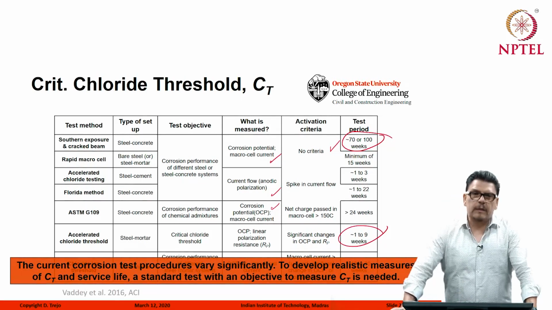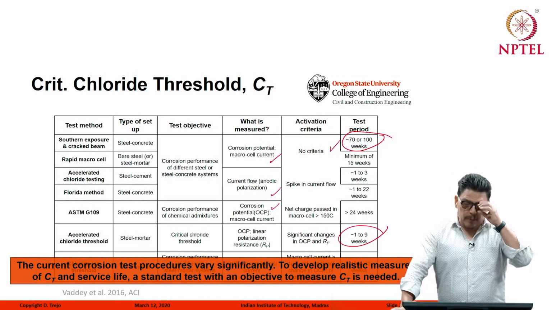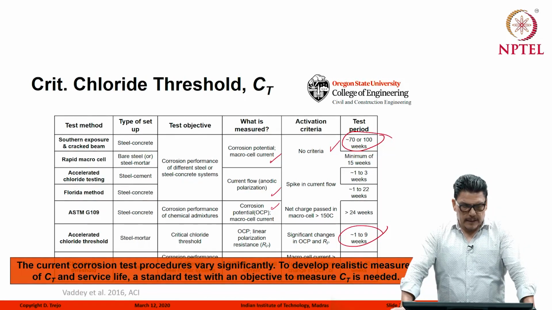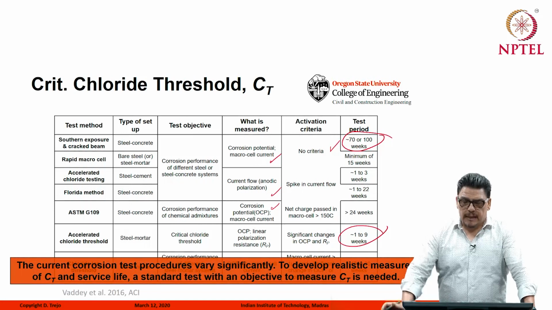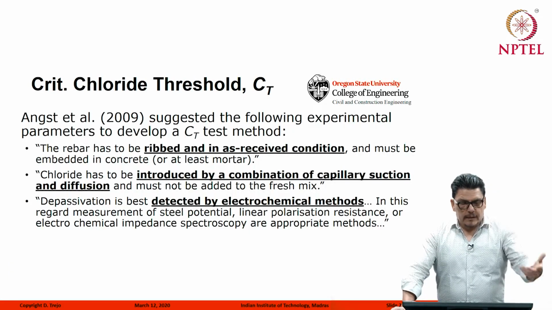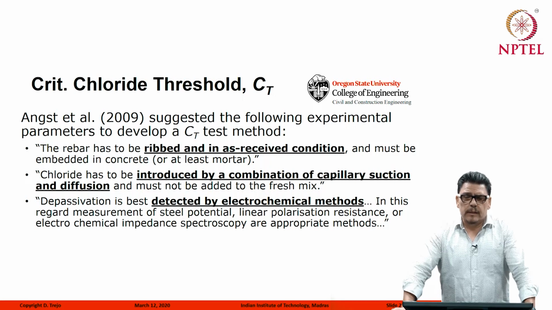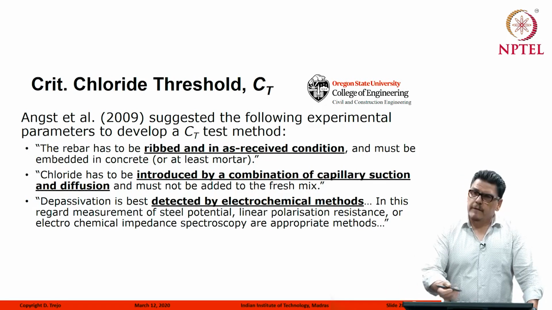The current test procedures vary significantly. To develop a realistic measure of critical chloride threshold and service life, we need to standardize the test, and that's my point here. Angst made some recommendations on what we should do if we did develop a test. There have been some additional publications, but I think this was interesting: he said that if you develop a test, it has to be ribbed and in as-received condition.